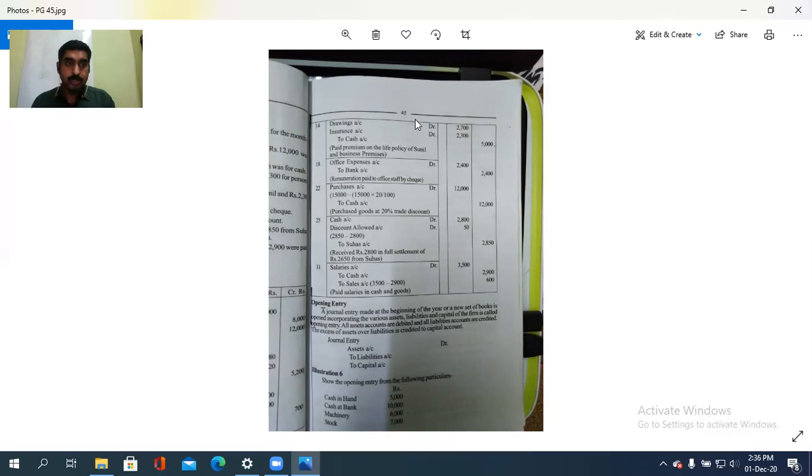And also, I will give you enough problems for that as practice problems. So hope you understood how to pass the journal entry. So today we are going to see opening entry and we will wind up the session. And if there is any doubt, please let me know later on. So we will continue with the opening entry.